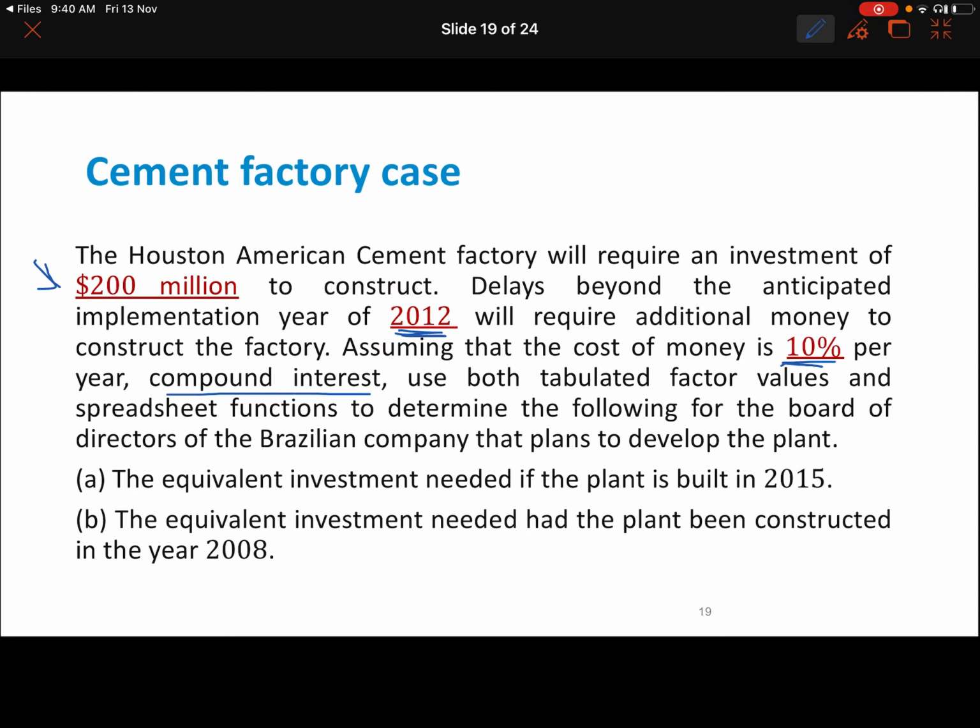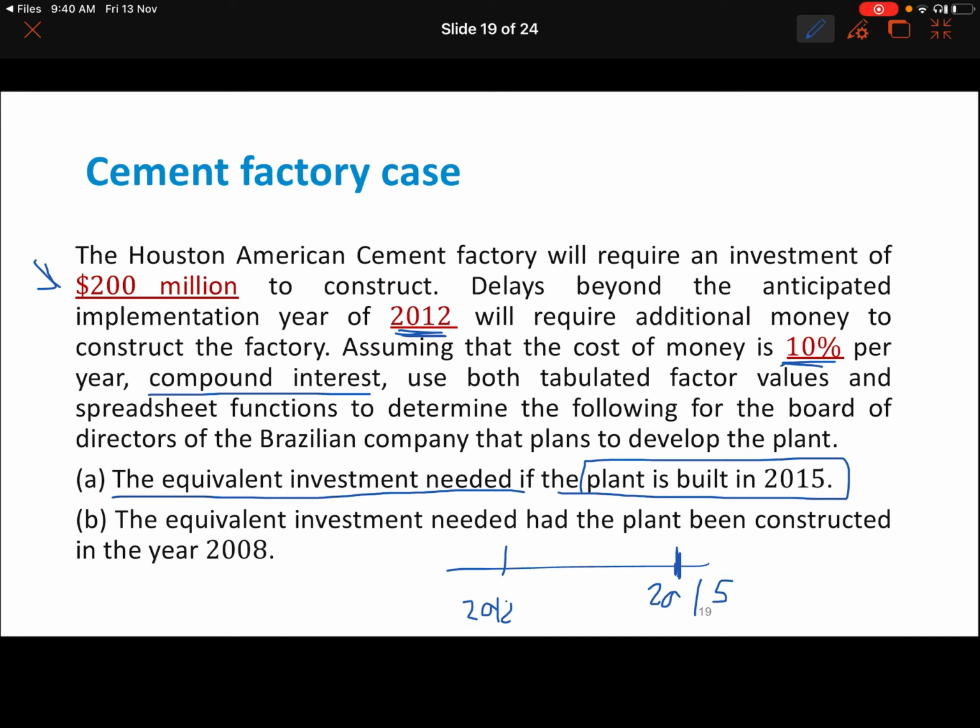Compound interest, to understand the meaning of compound interest. Use both tabulated values and spreadsheet function to determine the following for the board of directors of a Brazilian company that plans to develop the plant. First, the equivalent investment needed if the plant is built in 2015. So now he is in 2012 and he needs to estimate the investment if he delays it to 2015. So he will delay for 3 more years.